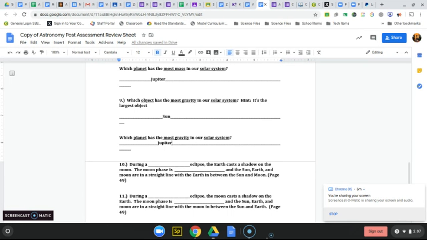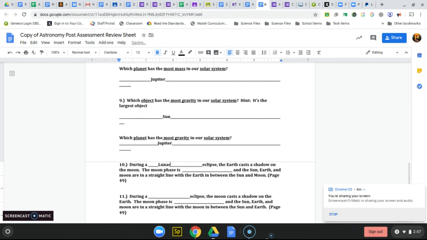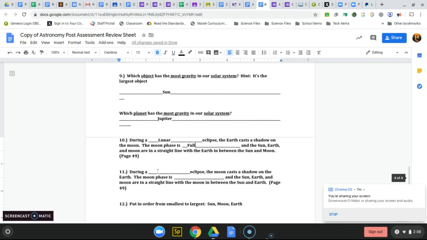During a blank eclipse, so now we're on eclipses. During a blank eclipse, the Earth casts a shadow on the moon. If the Earth is shadowing out the moon, that is a lunar eclipse. And the moon phase has to be full, which means that you have the sun, you got the Earth, and then you have the moon on the outside, and that Earth's shadow is hitting the moon. Remember, eclipses have to happen during a straight line moon phase.